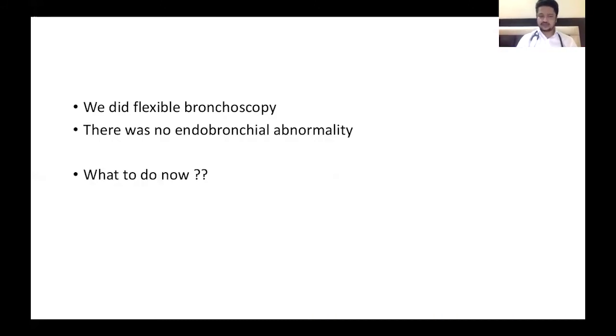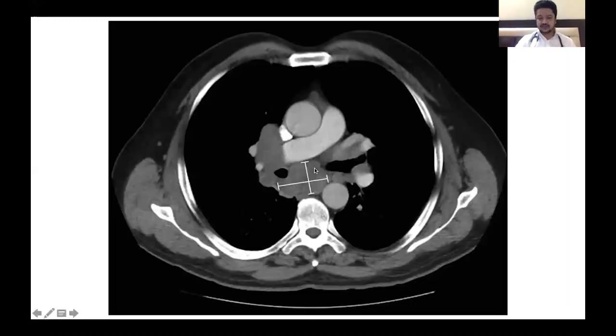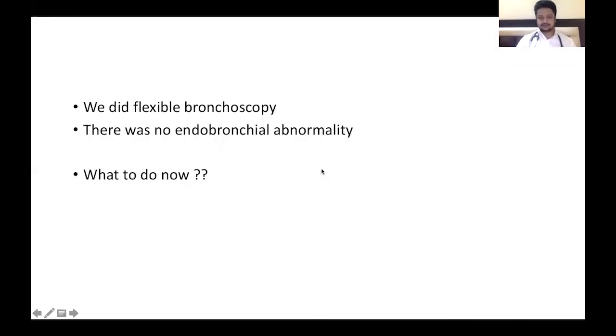So we did flexible bronchoscopy. There was no endobronchial abnormality. Like in the last case, when we did bronchoscopy, there was endobronchial growth and we did biopsy and other things. So what to do now? We have no endobronchial growth and we can't take BAL, because this growth is not in the lung. It is outside the lung, in the mediastinum. Mediastinum is something different from the lungs. I can't take BAL from here. And when I introduced the scope in the bronchus, there was no endobronchial growth. So it is outside the bronchus. So how to sample it?